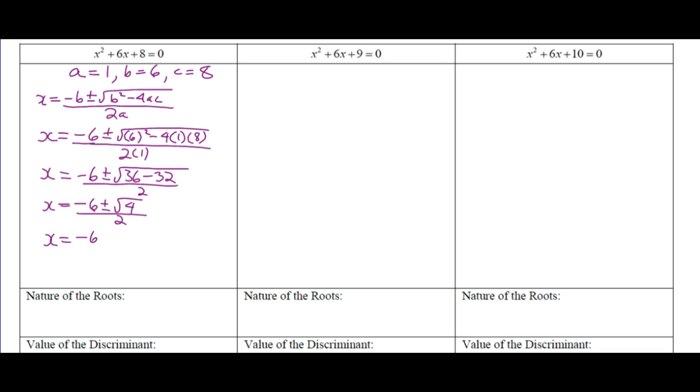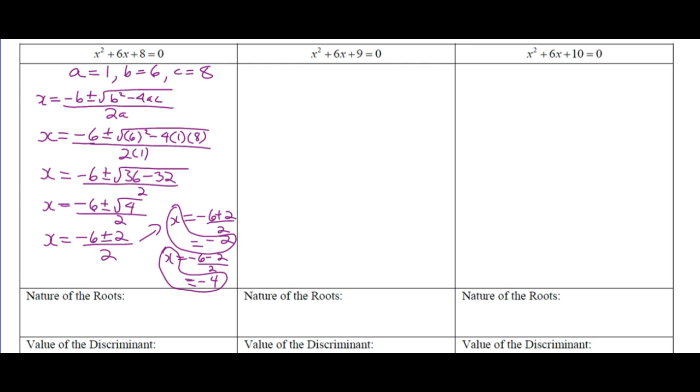So x is negative 6 plus or minus 2, over 2. That leads to two answers. Negative 6 plus 2 over 2 is negative 4 over 2, which is negative 2. And x is equal to negative 6 minus 2 over 2, which is negative 8 over 2, which is negative 4. So we have two answers: x is equal to negative 2, and x is equal to negative 4.